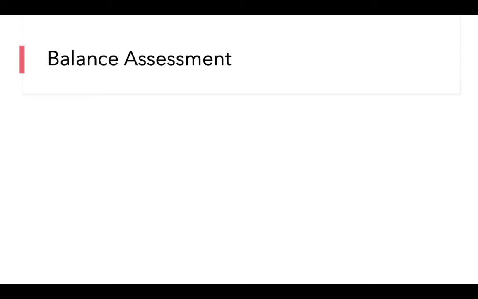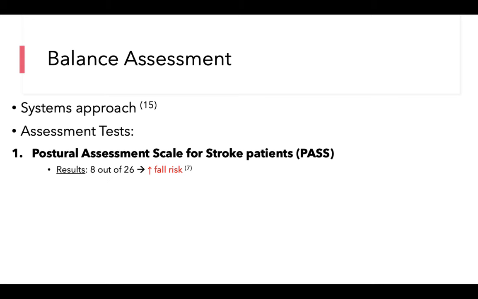For her balance assessment, I took a systems approach, which was just previously explained in the last slide, so I'm not going to go over that again. But in no particular order, one of the first assessments she can do is the PASS. What this does is it examines postural control when trying to maintain or change a sitting or standing position. And she scored an 8 out of 26 on this assessment, basically saying that she's at an increased risk to fall.